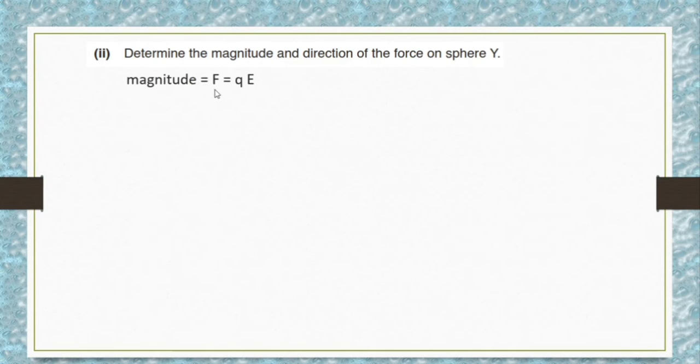The magnitude we can calculate using this equation, F equals Q multiplied by E, because the definition of E itself, electric field, is force per unit charge. So F is 3 times the elementary charge, 1.6 times 10 to the minus 19, multiplied by the E given, 5 times 10 to the minus 4. So it is 2.4 times 10 to the minus 14 newtons.